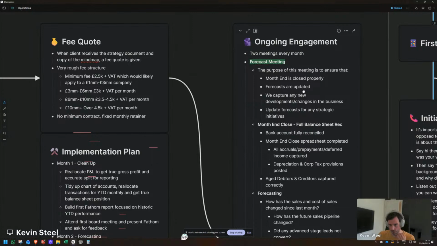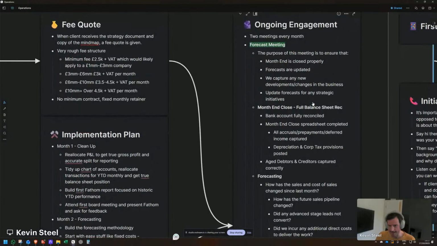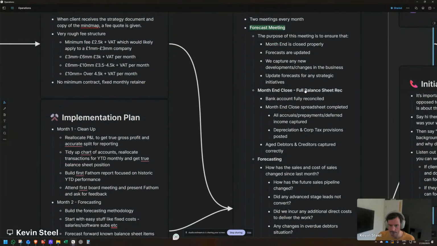So ensure the month end closes properly, forecasts are updated, capture any new developments or changes in the business. So for example, the business decides, okay, we're short on the sales team. We want to hire two new salespeople. Okay, cool. That means we now need to go into Fathom and model out the impact on the business of hiring these 2 people. How does it impact profitability? How does it impact cash flow? All that good stuff. And then update our forecast for any other strategic initiatives that the business might be undertaking.